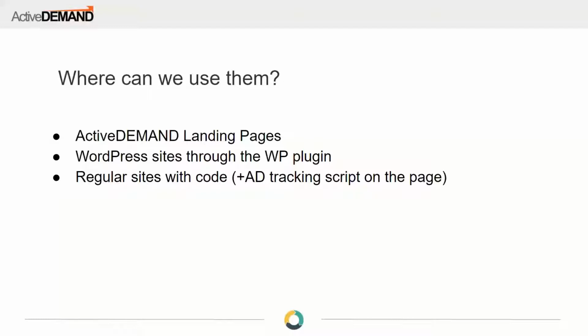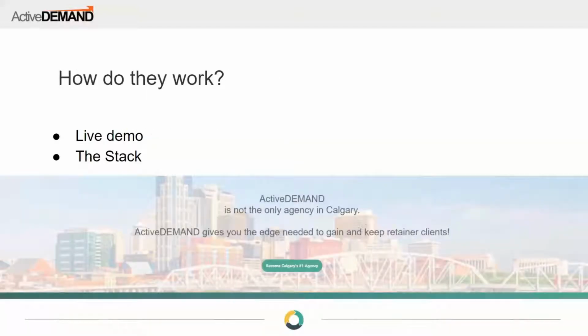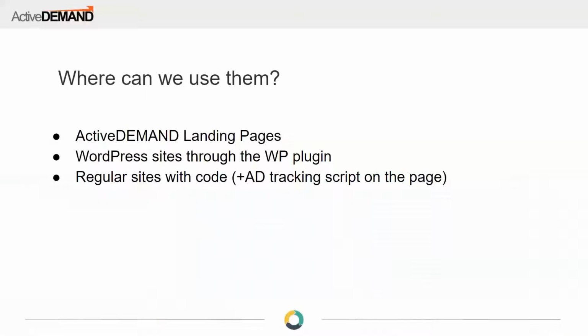Where can you use dynamic content? Inside ActiveDEMAND landing pages is a good one. Inside WordPress sites through the WordPress plugin is very handy, or in regular sites with code. So if you want to put a dynamic content block inside a regular website, you'll need to have the ActiveDEMAND tracking script. That's kind of like a magic key to getting all this stuff running. And then you can put div code inside whichever spot you need that dynamic content block. And inside of email, you would just use the ActiveDEMAND email system to put those out.